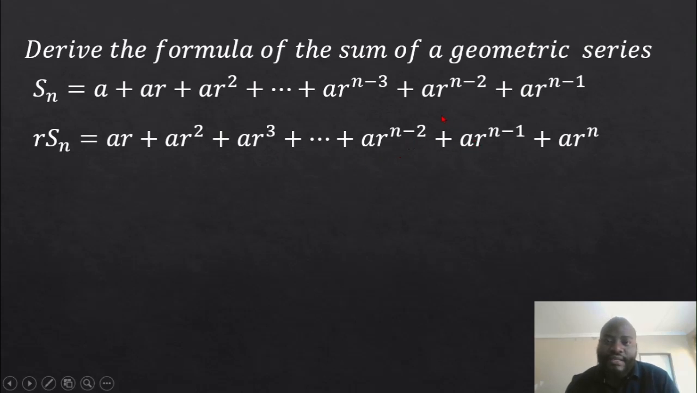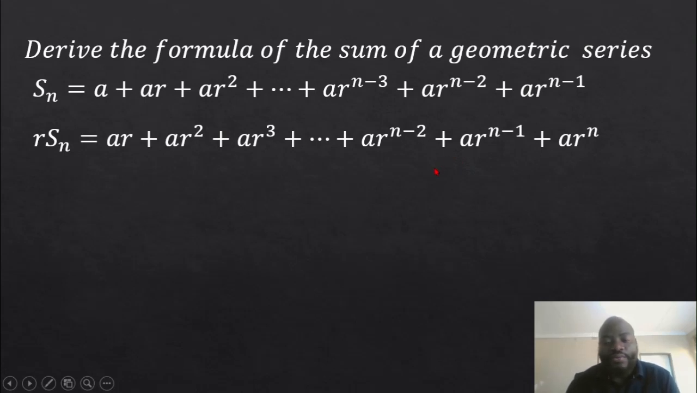So it means this one, when you add 1, you get this one. Multiply this one by R, you get this one. Multiply this one by R, and you get this one. So this will be the last term. So we still have the same number of terms. It's still n terms. So the two series have the same number of terms.